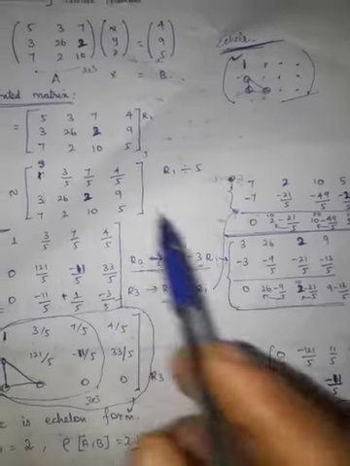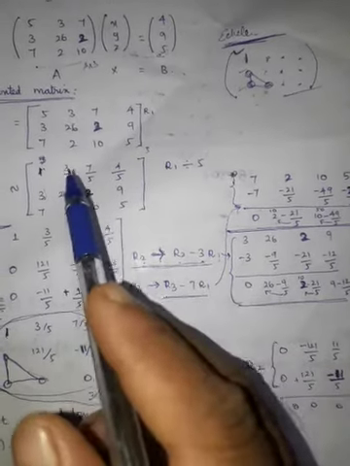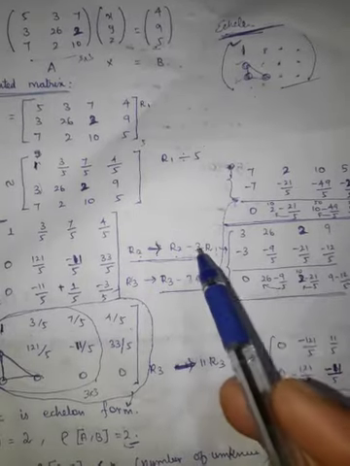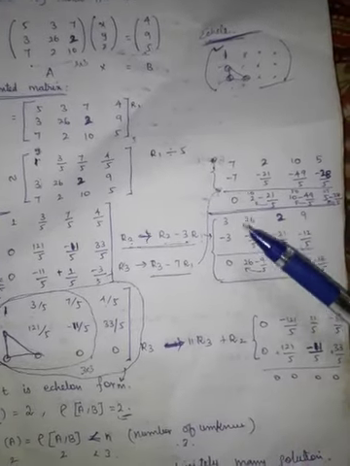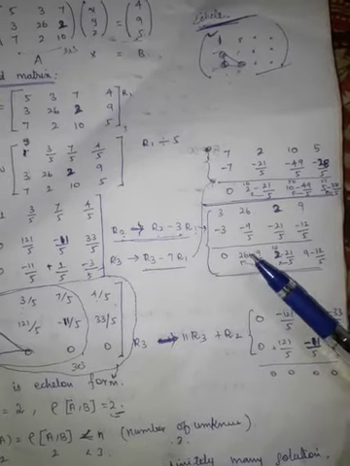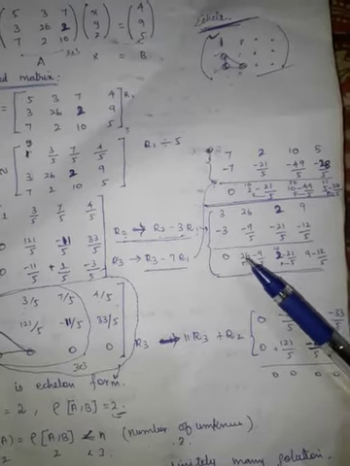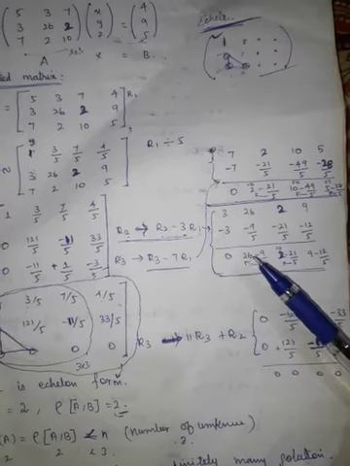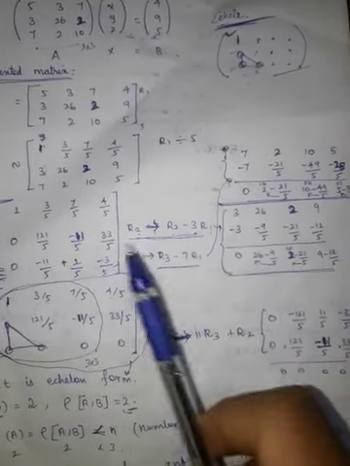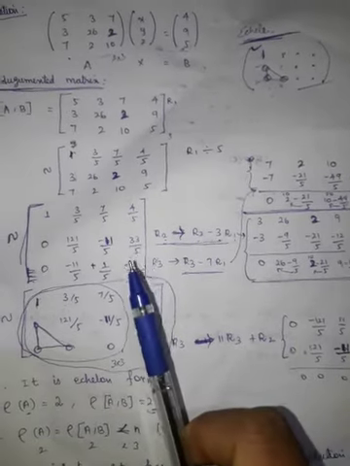Minus 3 into 1 is minus 3, minus 3 into 3 is minus 9 by 5, minus 3 into minus 7 is minus 21 by 5, minus 3 into 4 is minus 12 by 5. If we add these 2 rows, 0, this one 26 minus 9 by 5, 5 into 26 is 130 minus 9, 121 by 5, this one minus 11 by 5, this one 33 by 5.